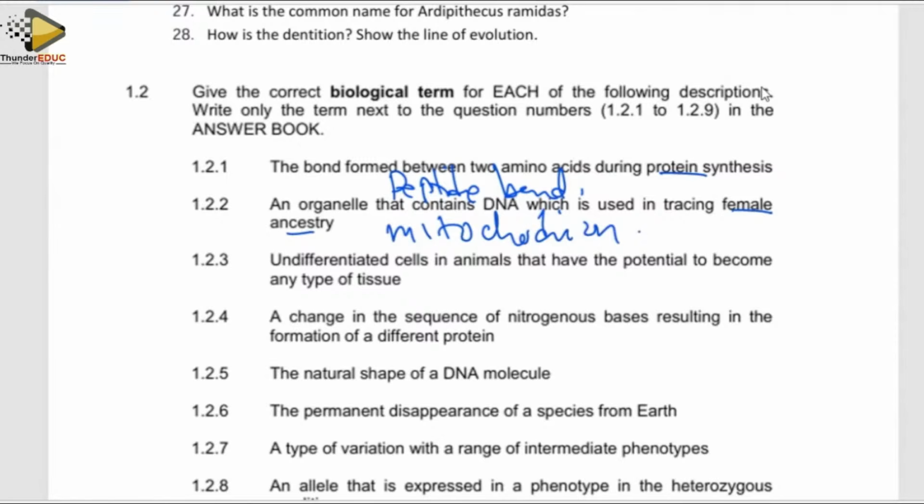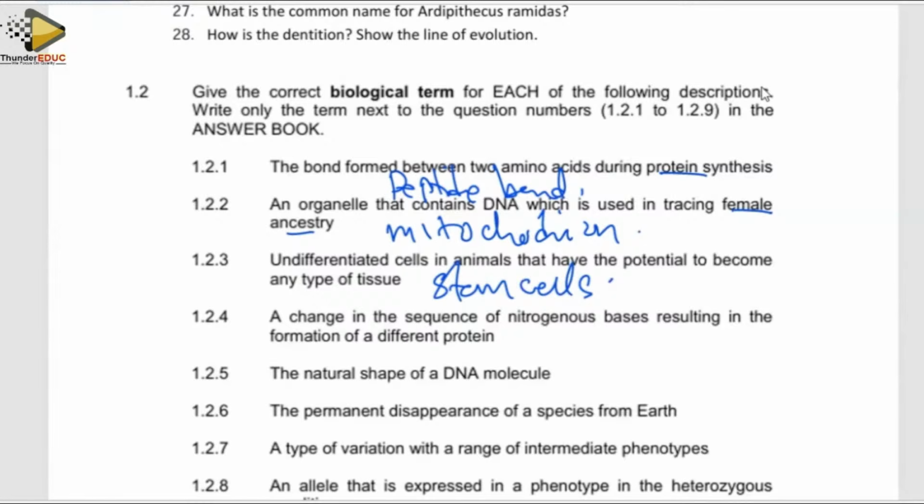Mitochondrion. Right. Undifferentiated cells in an animal that have the potential to become any type of tissue. It means that they can develop into other body cells. So we call them stem cells.